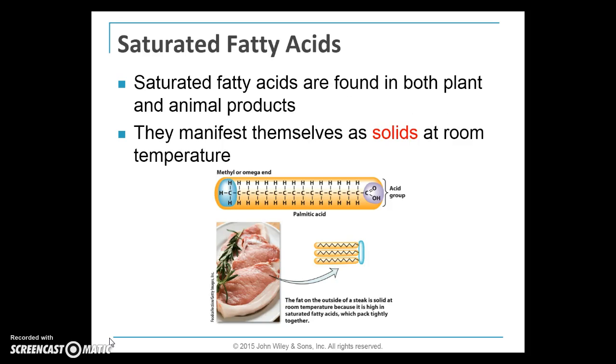Saturated fatty acids are found in both plants and animal products, and they're typically solids at room temperature. In this picture, the fat on the outside of the steak is a solid at room temperature because it's high in saturated fatty acids. Look at this chemical structure and the fat marbling. Why is it not melting? I could leave that steak out overnight and that fat would never melt, because it's saturated, and that's why saturated fats manifest themselves as solids at room temperature.